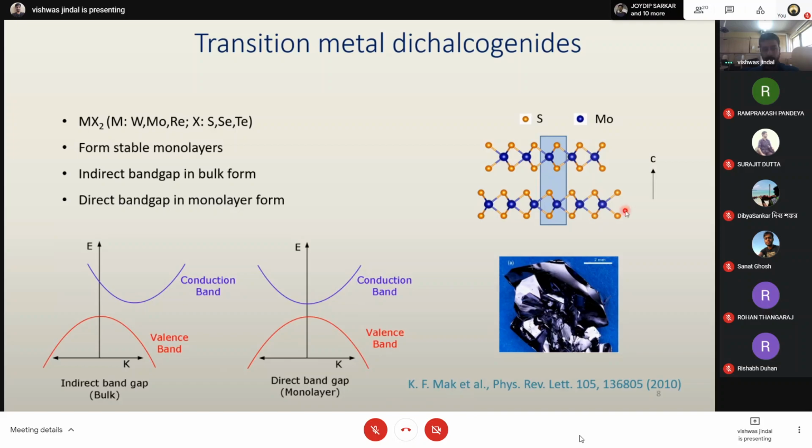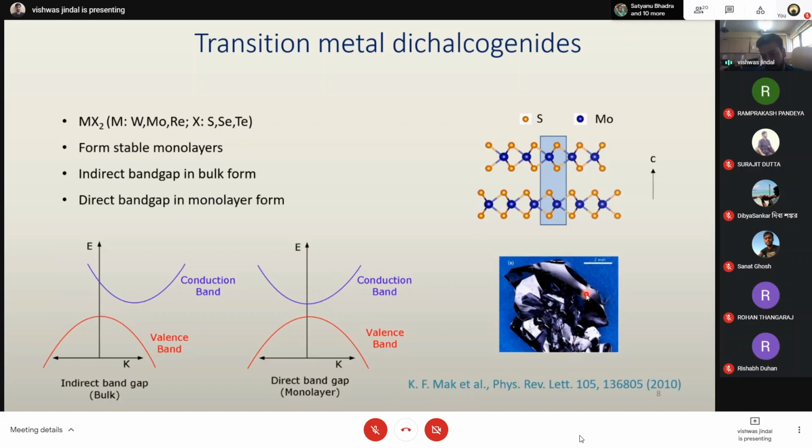But today's study will focus on the bulk form, not on the monolayer form, because even in the bulk form, what we find is that it has a quasi-2D nature only. Now, one thing to note is, if you look at the real picture, this is a picture of a WS2 sample. These samples are flaky in nature.